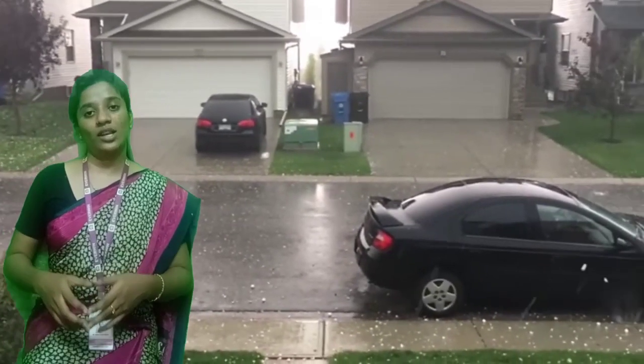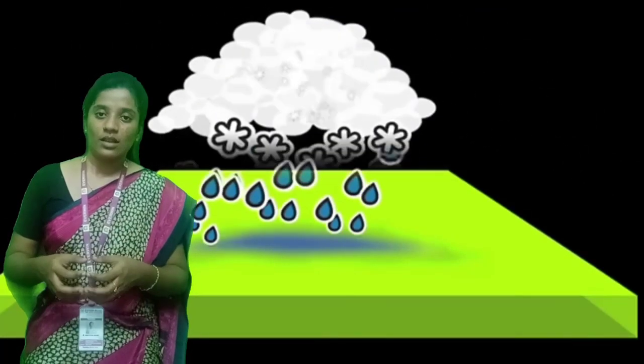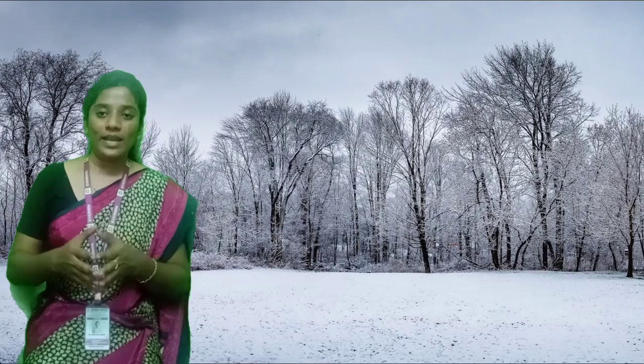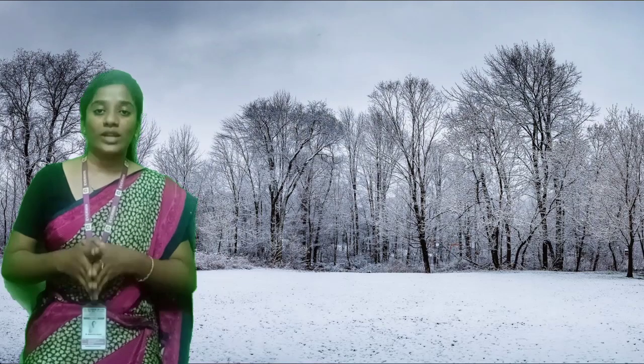Now let's see about snow. Children, often the water vapor in a cloud is converted directly into snow pieces due to lowering of temperature. It appears like a powdery mass of ice. The precipitation in the form of powdery mass of ice is known as snowfall. It is common in the polar and high mountain regions.